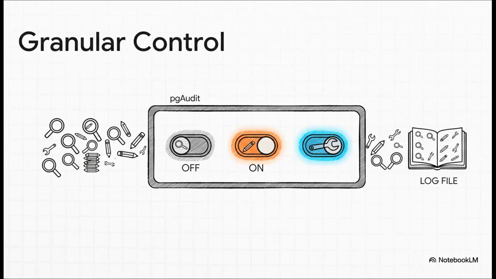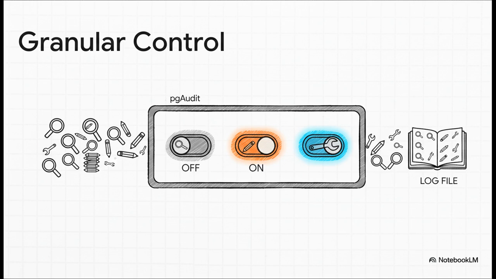pgAudit also fixes that fire hose problem we talked about. You can use the pgaudit.log setting to tell it exactly what kinds of statements you care about. So maybe you want to log all schema changes and any data modifications, but you don't really care about all the simple SELECT statements? No problem.